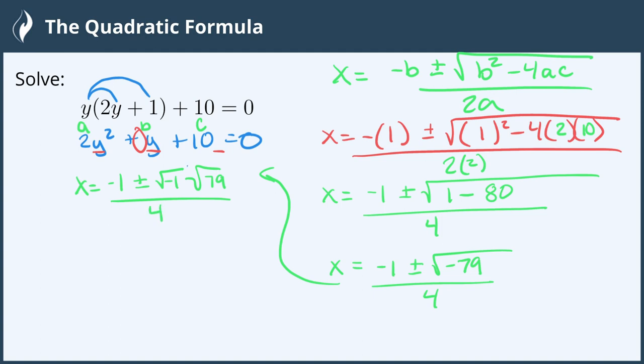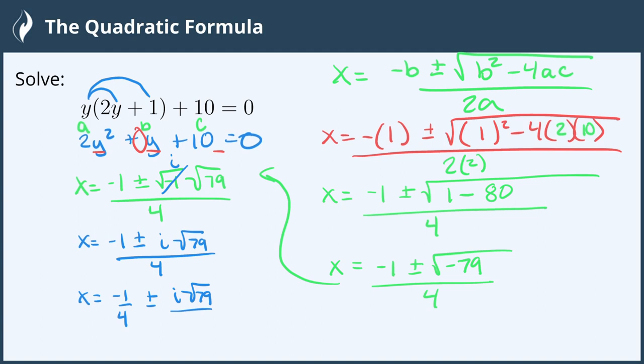The square root of negative 1 is i, so this is x equals negative 1 plus or minus i square roots of 79 over 4, and we can break that up so that we have x equals negative 1/4 plus or minus i square root of 79 over 4, and we have two complex solutions for our answer.